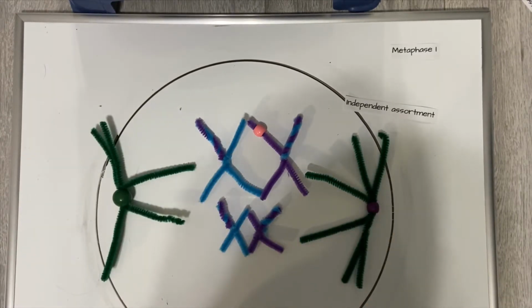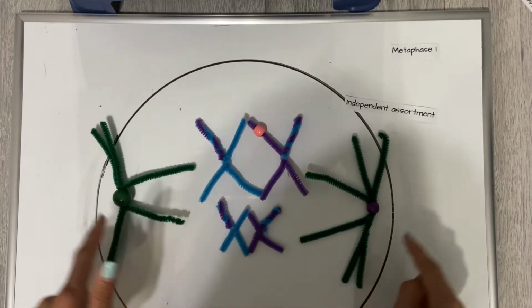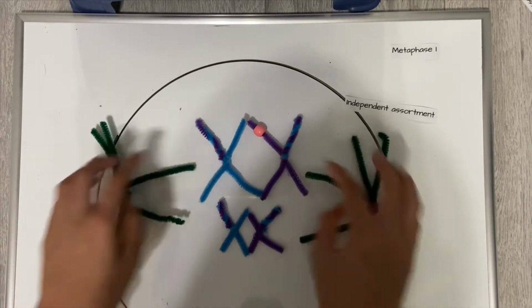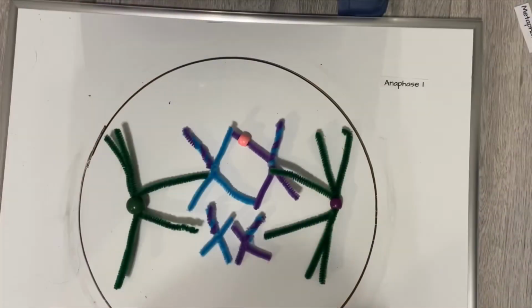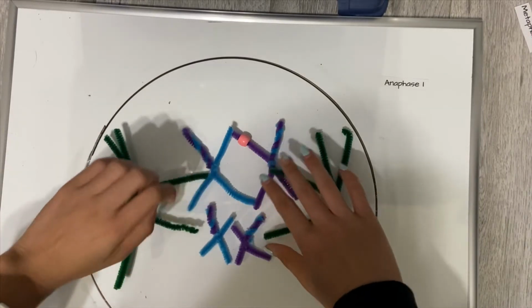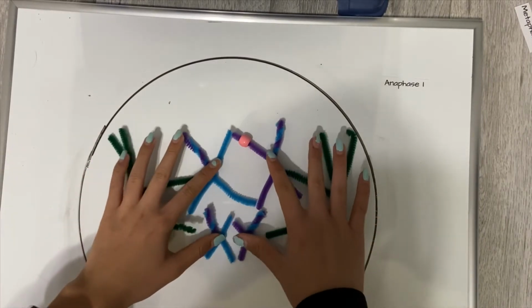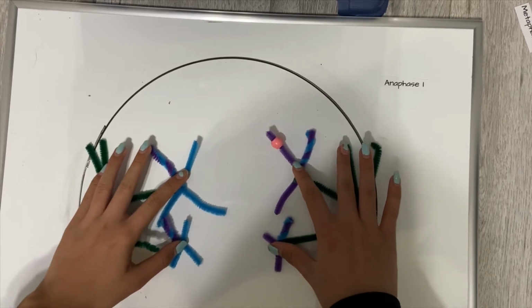The centrosomes move to either side of the cell, and the spindle fiber from the centrosomes attaches to the centromere of the chromosome. In anaphase, the homologous pairs of chromosomes separate. Spindle fibers pull each homologous chromosome towards opposite ends of the cell.